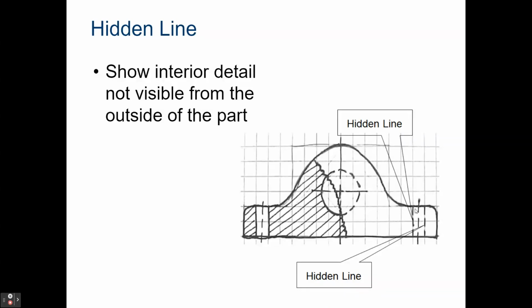On this side, we have not cut away any of the part, and so that feature would be shown as a hidden line. The hidden line is dashed and has a gap in between it. So you have equal line segments when creating your hidden lines.